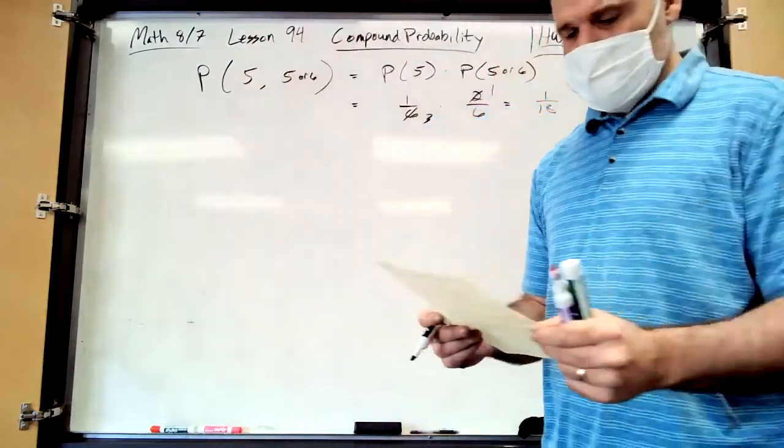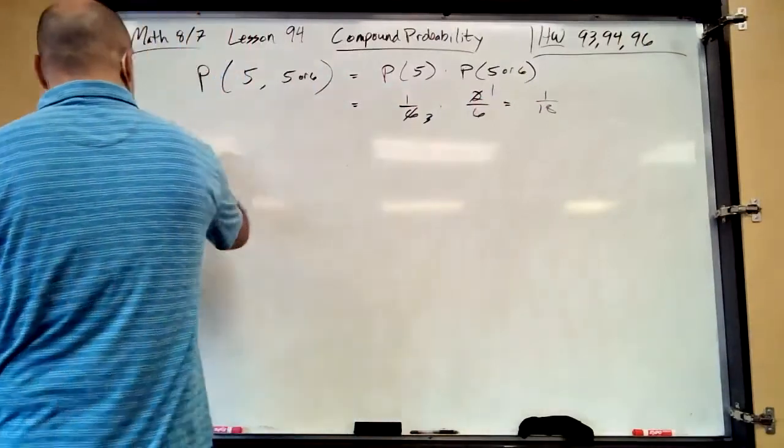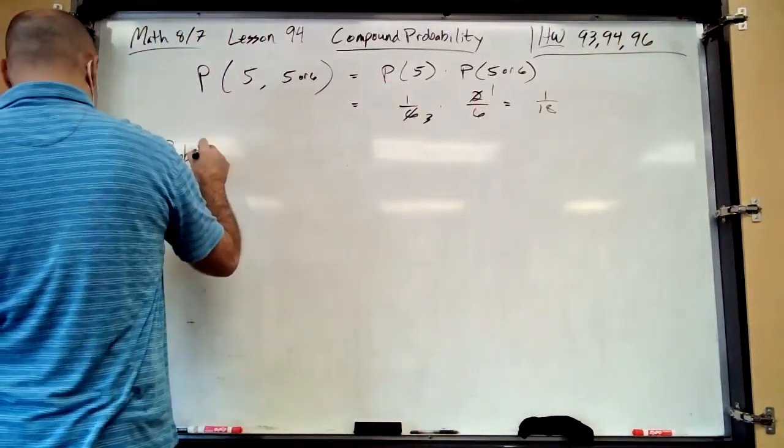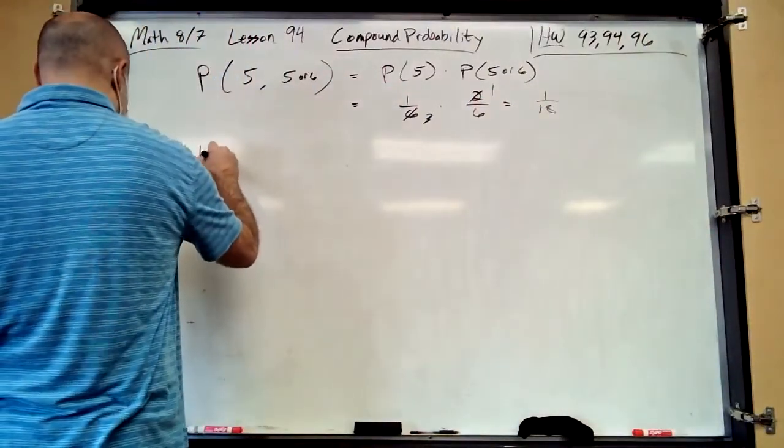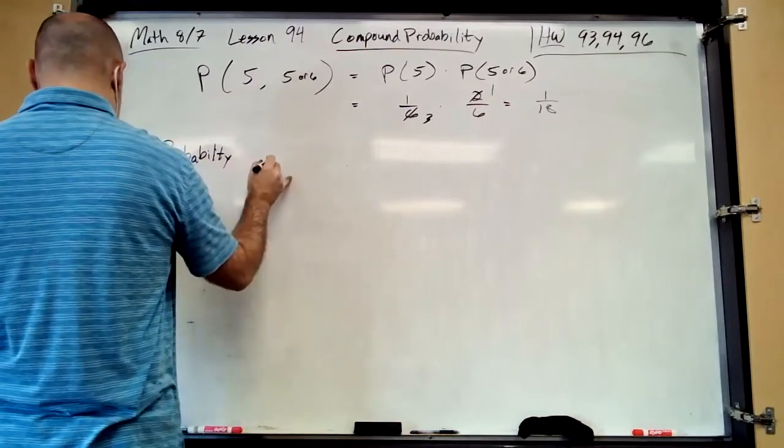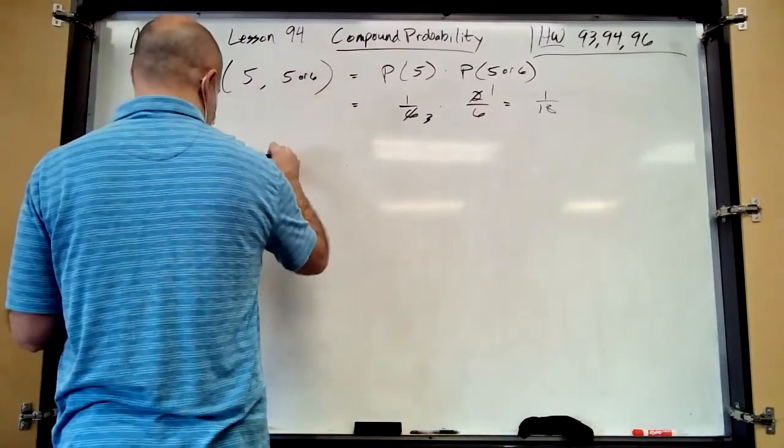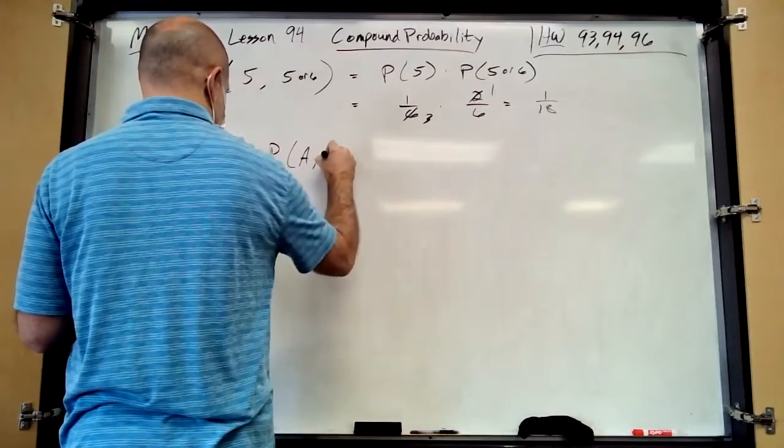So here's the deal. I'm going to play some poker and I think I'm going to get four aces. What's the probability of drawing four aces from a deck?